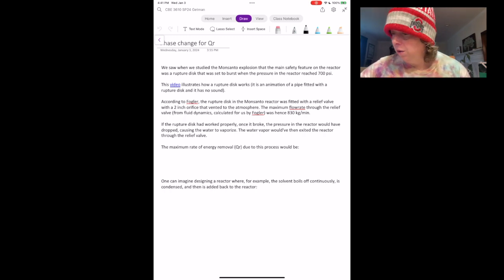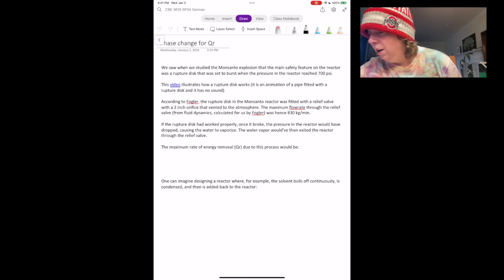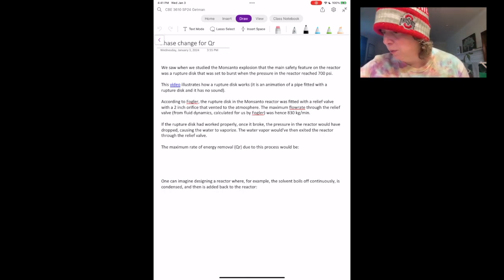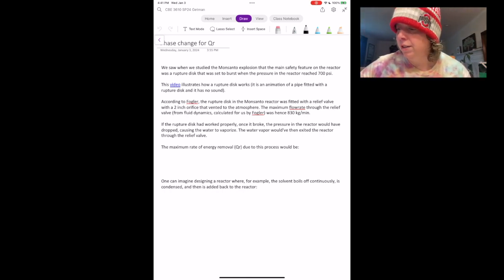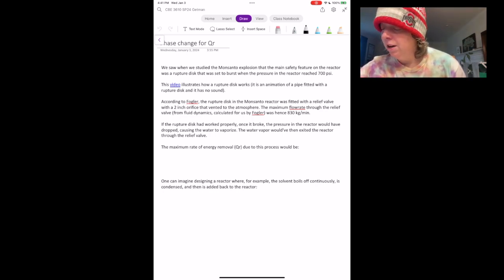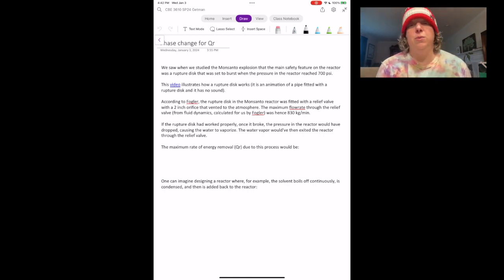Okay, so according to Fogler, the rupture disk in the Monsanto reactor was fitted with a relief valve with a 2-inch orifice that vented to the atmosphere. The maximum flow rate through the relief valve, calculated using fluid dynamics, was hence 830 kilograms per minute. If the rupture disk had worked properly, once it broke, the pressure in the reactor would have dropped, causing the water in the reactor to vaporize. The water vapor would have exited the reactor through the relief valve. So this would have resulted in a large amount of energy removal.